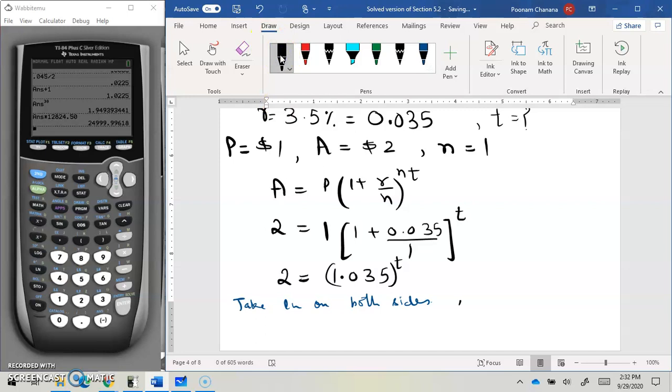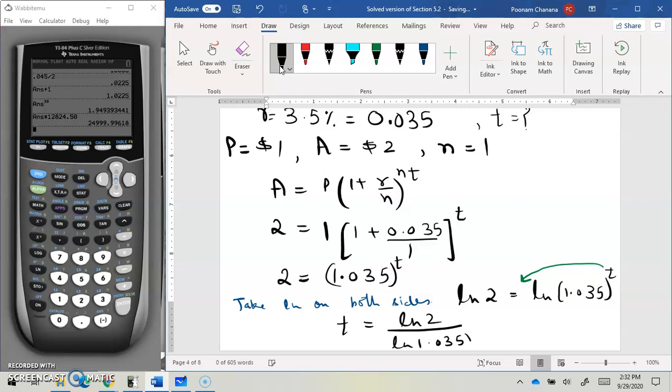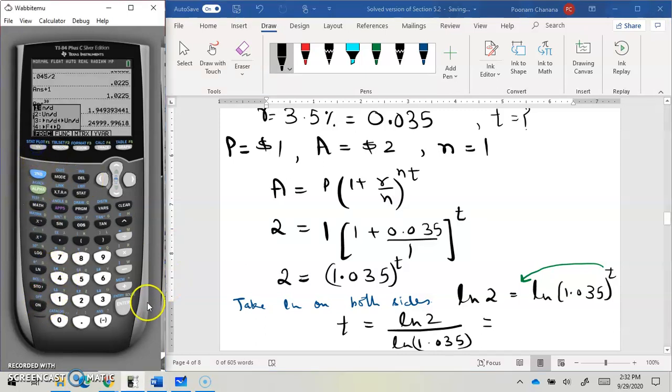What will that help me make? Natural log of 2 is equal to natural log of 1.035 raised to the power t. So t, because of the power property, will come up front. So t will be equal to natural log of 2 divided by natural log of 1.035. So we can use the calculator to do that. Natural log of 2 divided by natural log of 1.035.